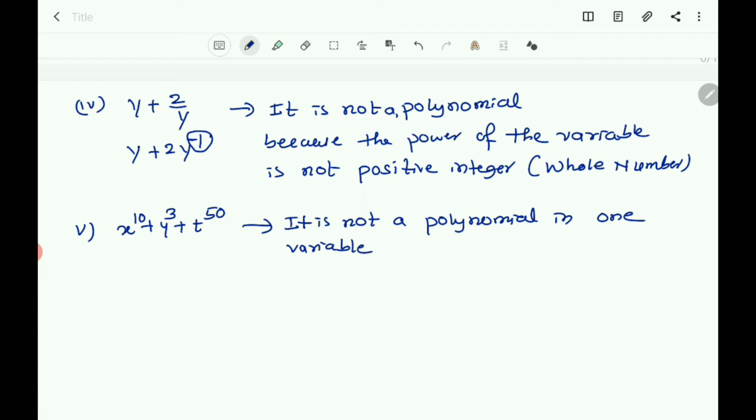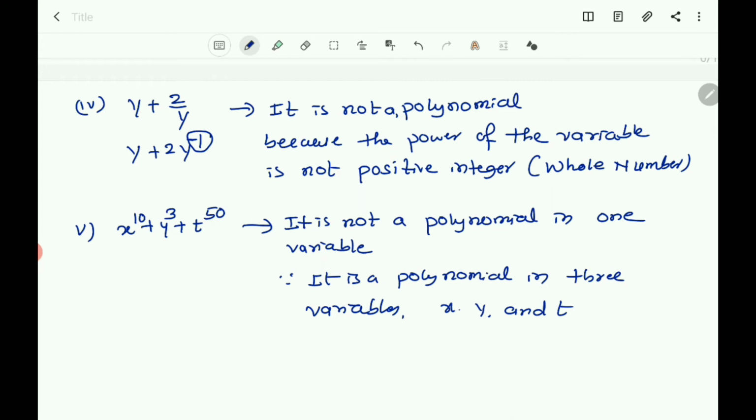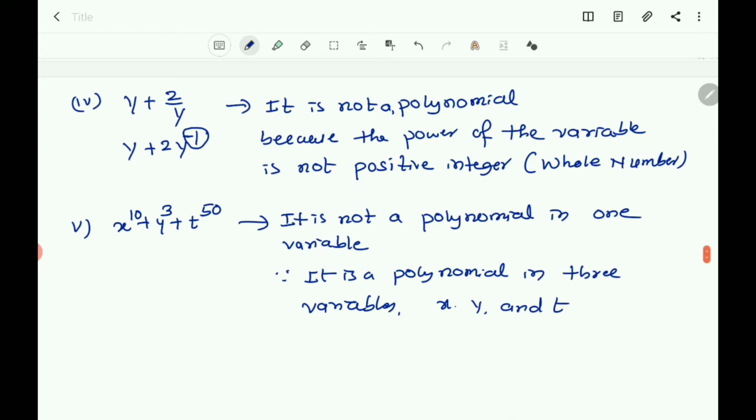So the reason you can give here is that there are three variables x, y and t. It is a polynomial in three variables, x, y and t. It is a polynomial, but it is not a polynomial in one variable as it has three variables x, y and t.